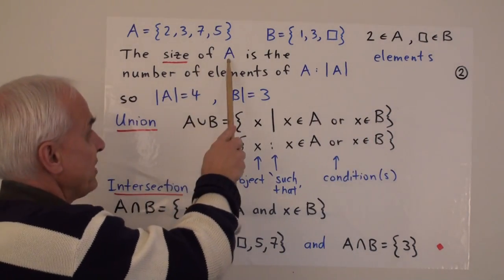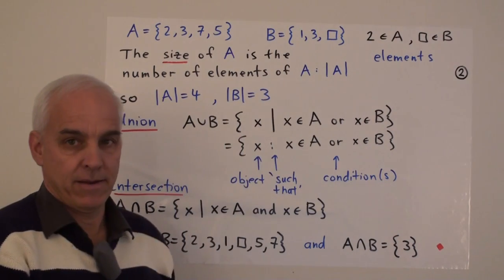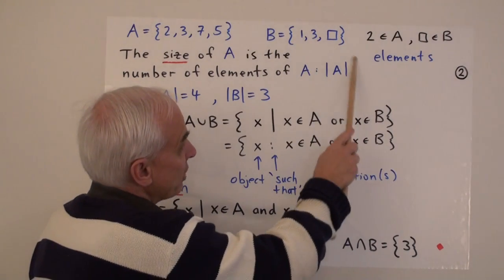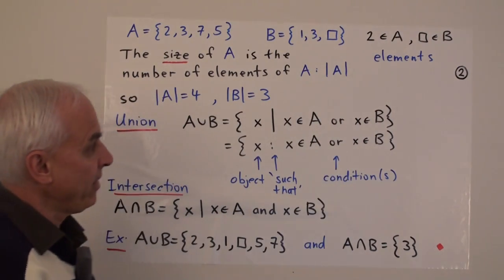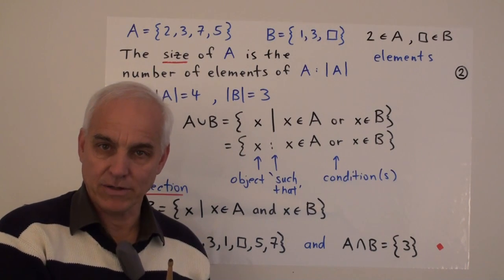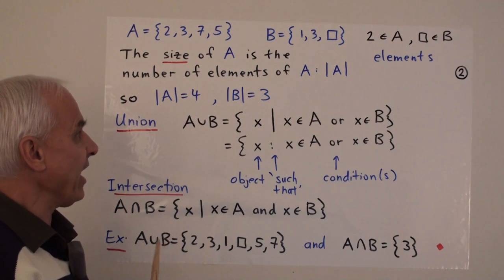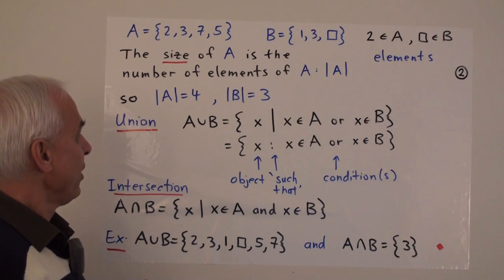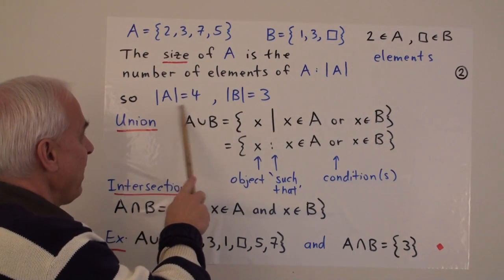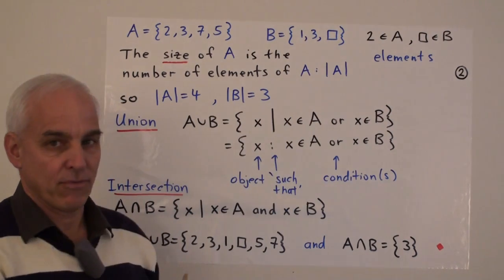The size of a set, for example A, is the number of elements of A. And it's usually denoted by this notation. The set with absolute value bars on either side. That means the number of elements or the size of the set. So here, the size of A is 4, and the size of B is 3.